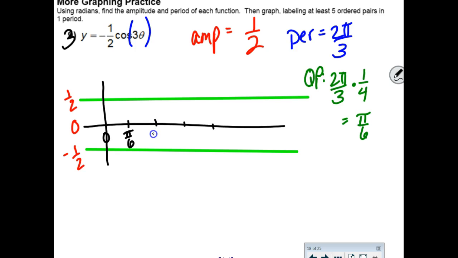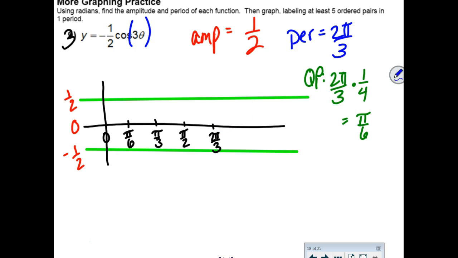Okay, you can say 2 pi over 6. What does that reduce to? Pi over 3. Good. 3 pi over 6, better known as pi over 2. Thank you. So 1 pi over 6, 2 pi over 6, 3 pi over 6, 4 pi over 6, better known as 2 pi over 3, which, oh, thank goodness, that's where I was supposed to end, the end of the period, 2 pi over 3.